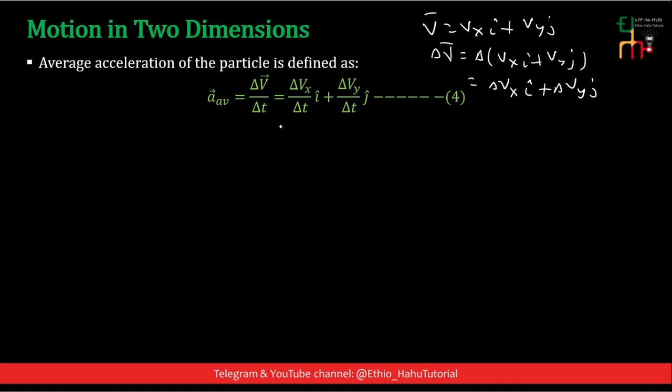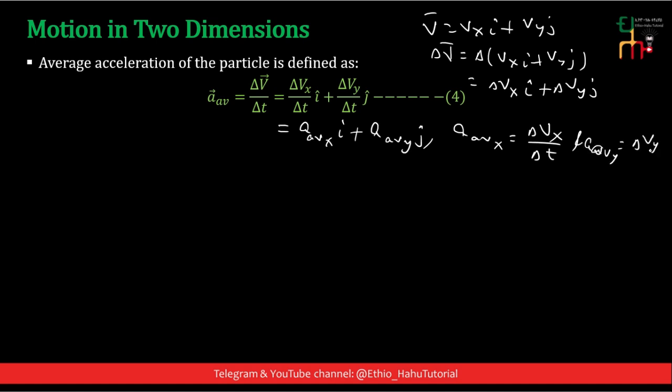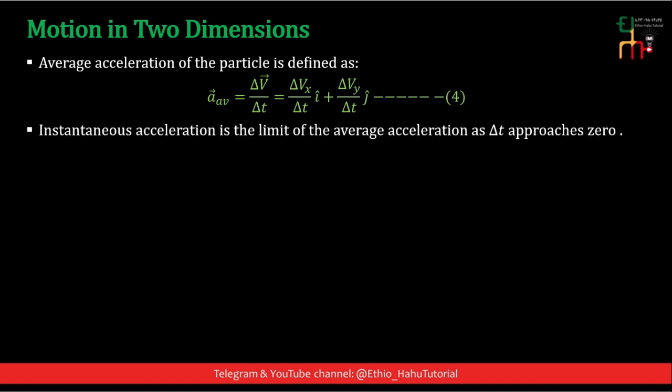This is equal to average acceleration along the x-axis i plus average acceleration along the y-axis j, where average acceleration along the x-axis is equal to the time rate of change of velocity along the x-axis, and average acceleration along the y-axis is equal to the time rate of change of velocity along the y-axis. Instantaneous acceleration is the limit of average acceleration as delta t approaches 0.